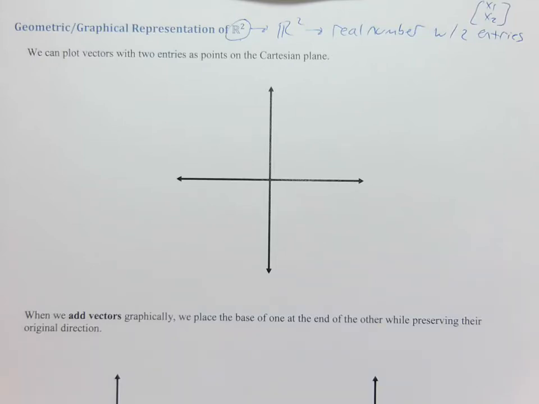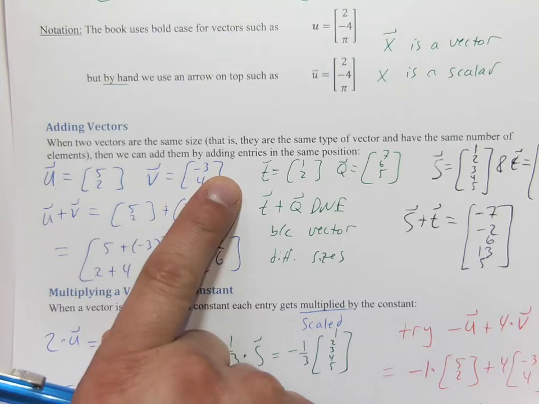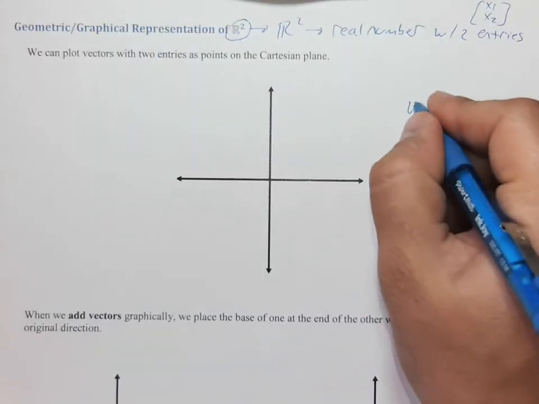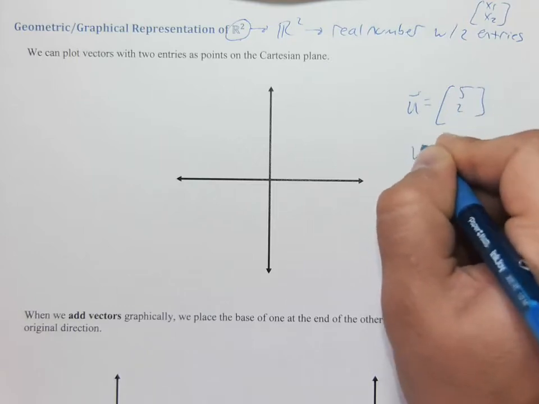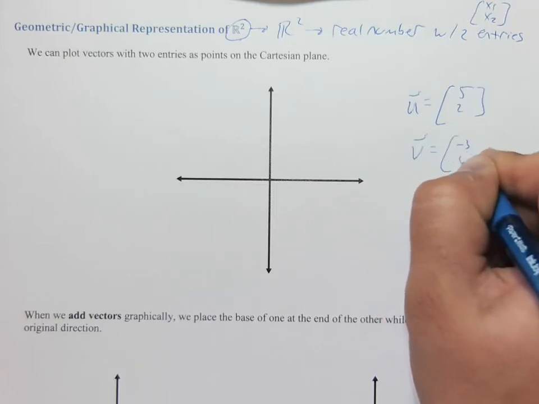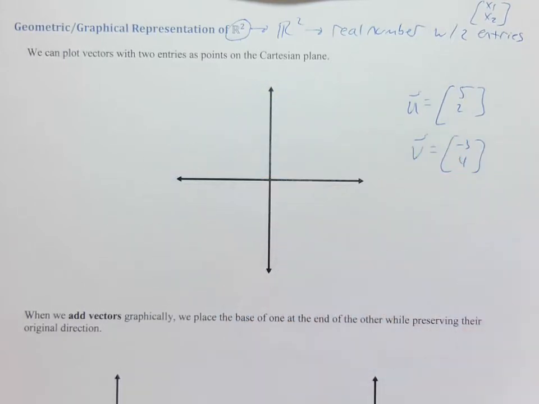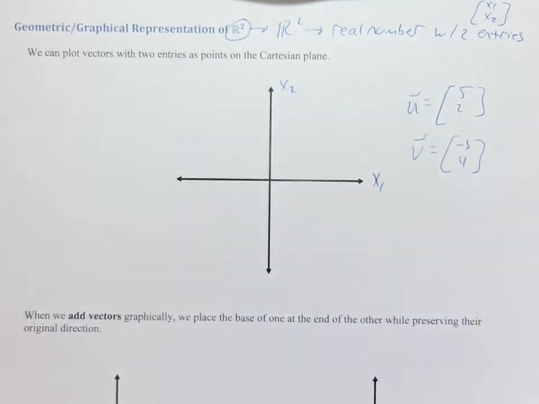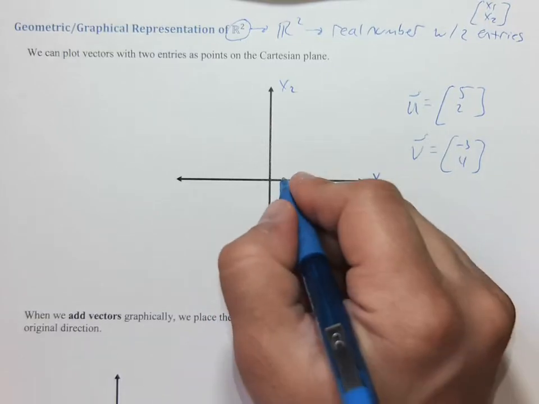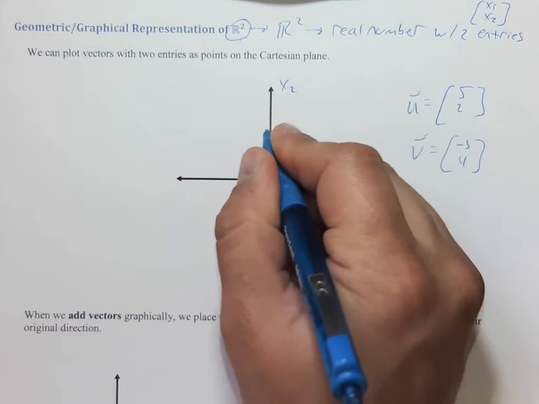Let's go ahead and plot the vectors that were on the last page. I'm going to plot u and v right here, and I suppose I should write them down on this page too. So let's plot u equals 5, 2, and v equals minus 3, 4. We've got our Cartesian axes. In previous classes we called that the xy axis, but here we're calling it the x1, x2 axis. Let's give it some tick marks, 1, 2, 3, 4, 5. Try to equally space them.